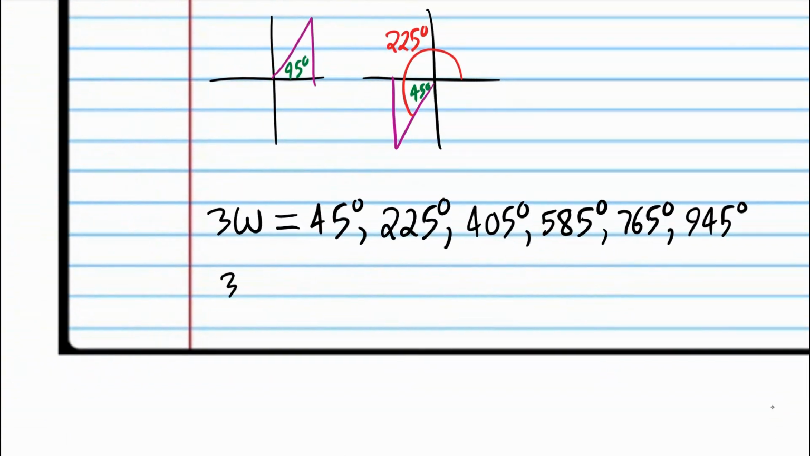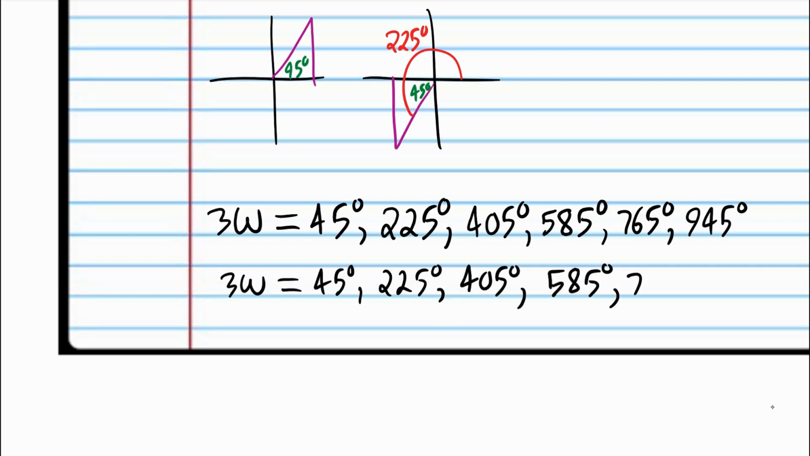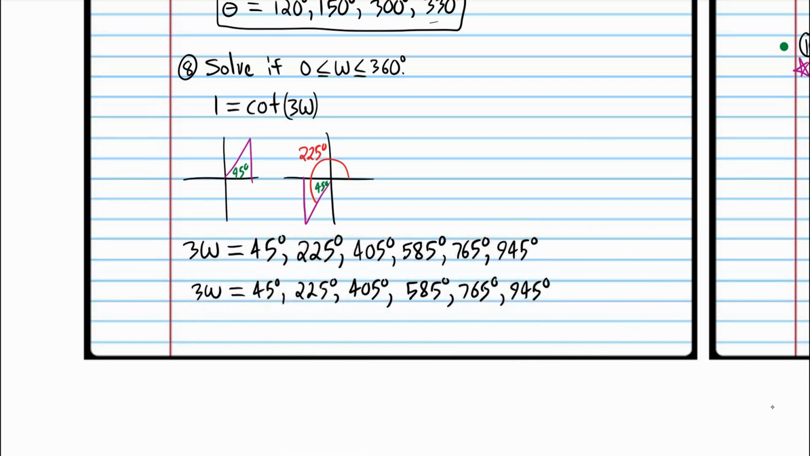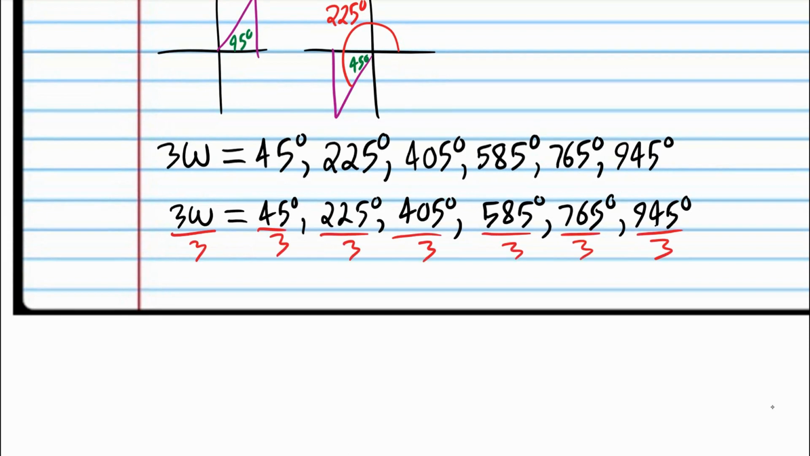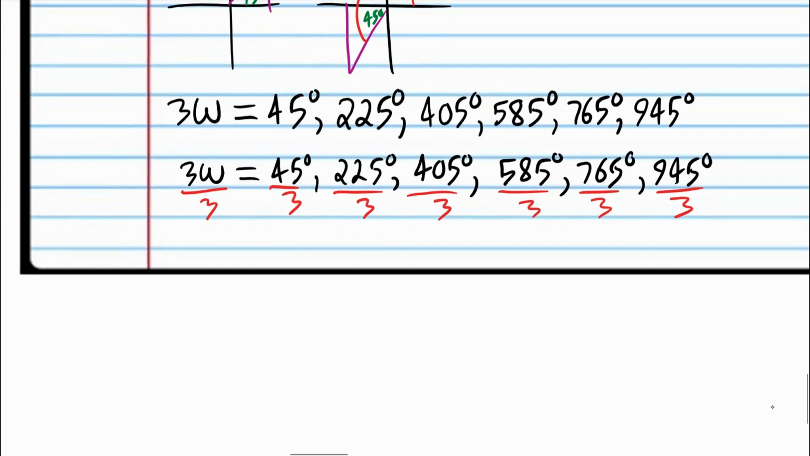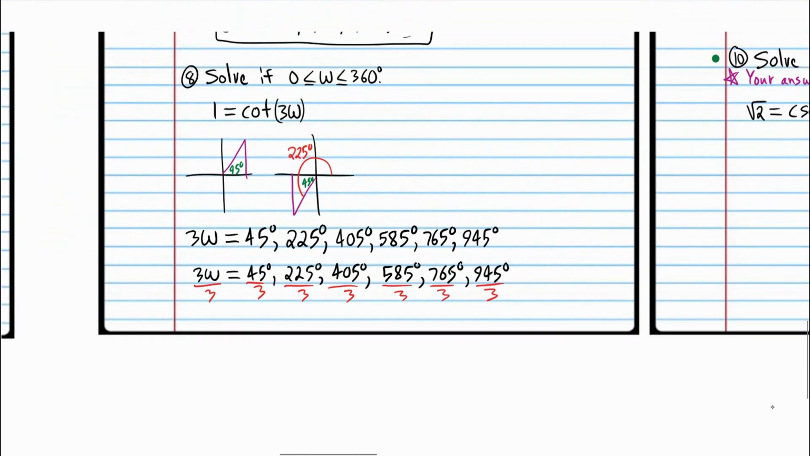So now I'm going to take all of these and divide by 3. You don't necessarily have to write this step. You can just go ahead and divide. If you understand what you're doing, then that's okay. But I'm just going to write a record of my work here. So we're going to divide each one of those by 3, and so 45 divided by 3 is 15 degrees. And let's try to find some more room here.